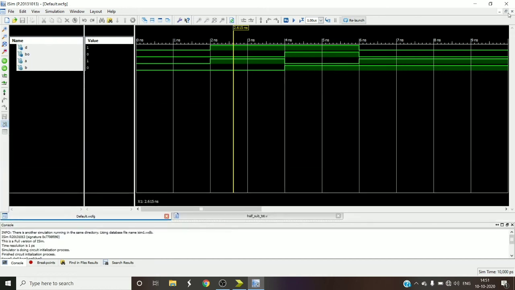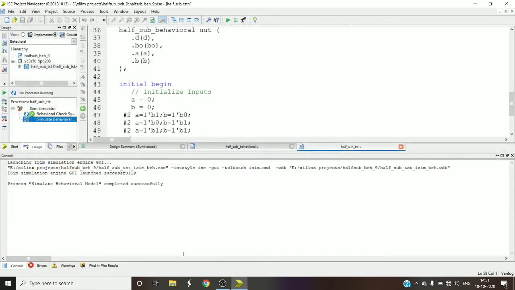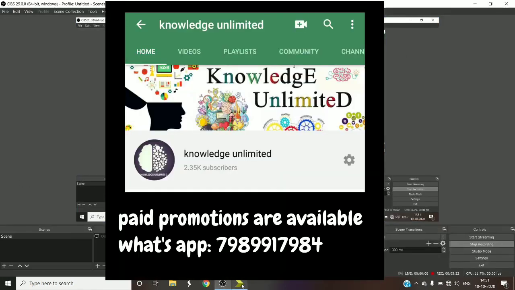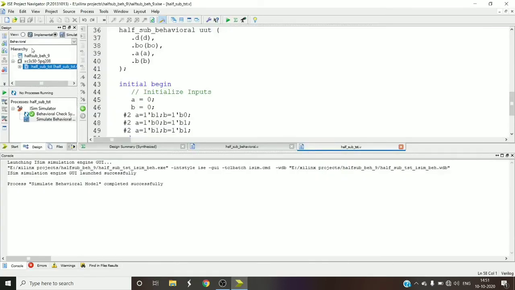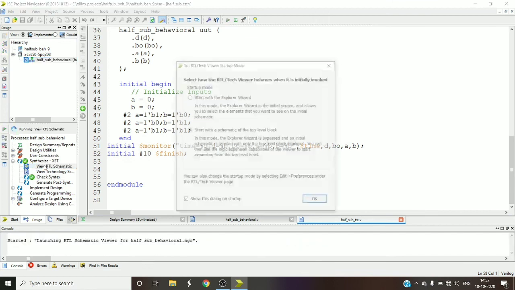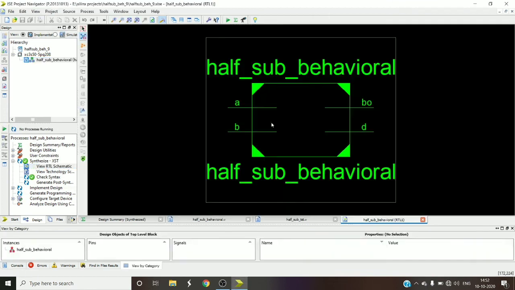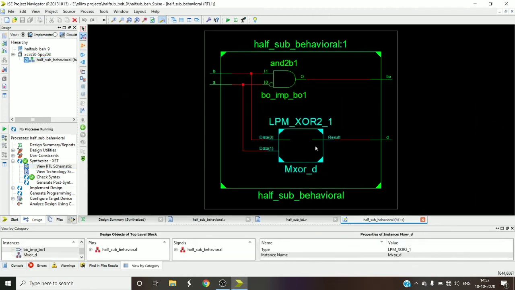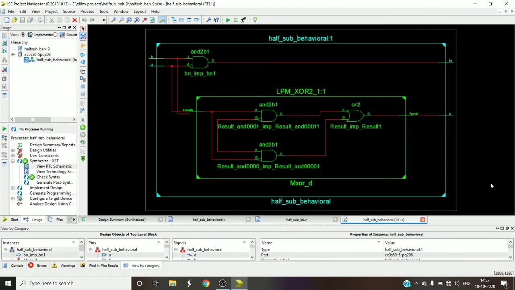And after that, let us also see the schematic, how the RTL schematic was and all those things. Okay, here let me minimize this. So if you check the RTL schematic like this, this is the same as the structural level and data flow level. So this is the RTL schematic of half subtractor using behavior level of abstraction.